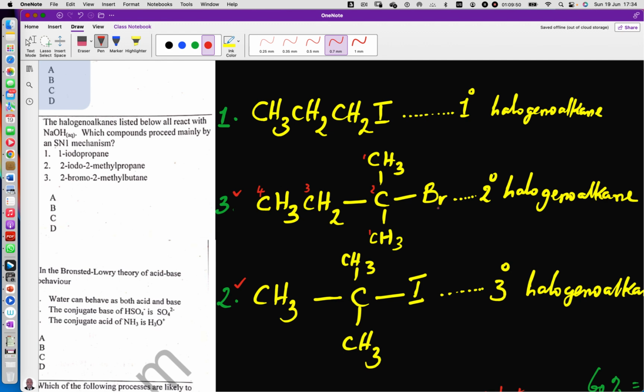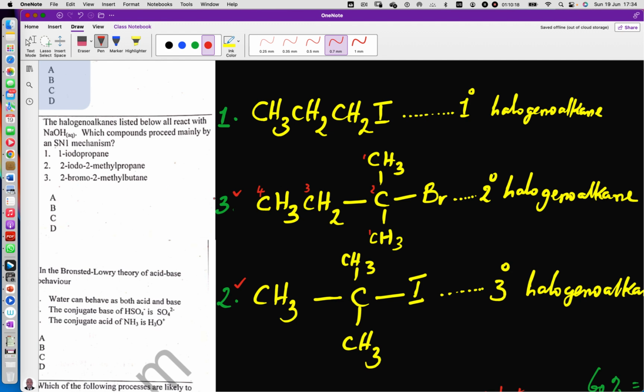Then on the second carbon atom again, we are following this one, 1, 2, 3. On the second carbon atom we have bromine, and on the second carbon atom we have a methyl. That's why we say 2-bromo-2-methyl, then 1, 2, 3, 4, 2-methylbutane. That is for number 3.